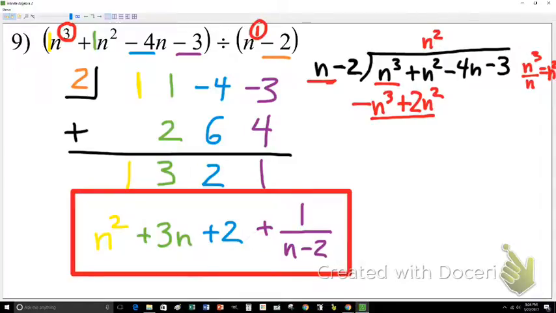So n cubed plus a negative n cubed would be 0. N squared plus 2n squared would be 3n squared, right? So we have 3n squared there. And then I'm going to go ahead and bring down my next term. So I bring down minus 4n.